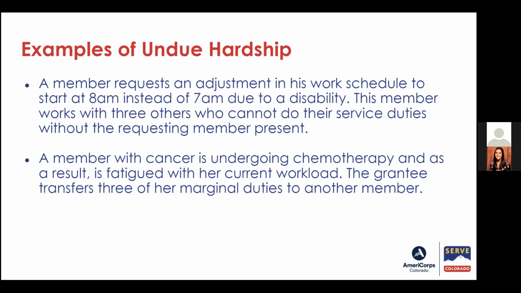In the second example, a member with cancer is undergoing chemotherapy and as a result is fatigued with her current workload. The grantee transfers 3 of her marginal duties to another member. So although the member might be slightly unhappy about receiving additional marginal duties, it's determined that this would not be unreasonable for either member to accommodate and to perform these duties. And so therefore undue hardship cannot be claimed in this case.